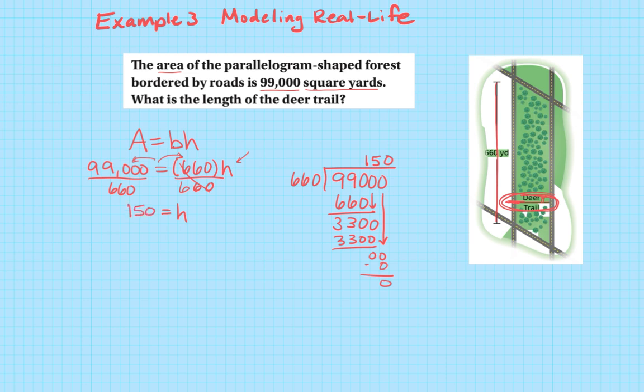Now I want to make sure that this makes sense. If this line right here over to the right is showing that it's 660 yards, would it make sense that my height would be a shorter distance of just 150 yards? Yeah, it's a lot smaller of a space. So the answer to what is the length of the deer trail, you would answer like this: 150 yards.